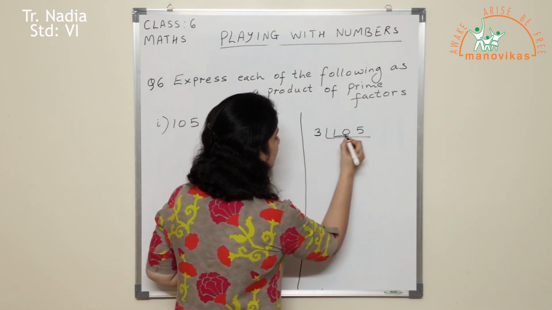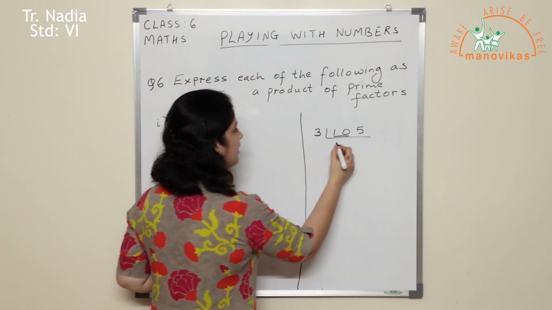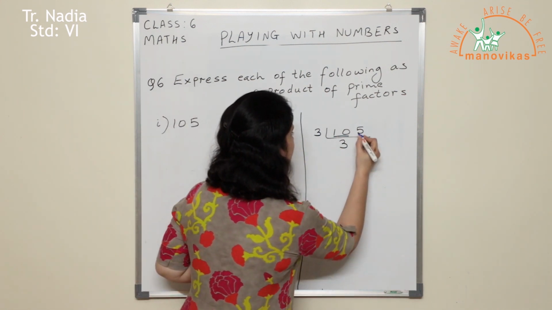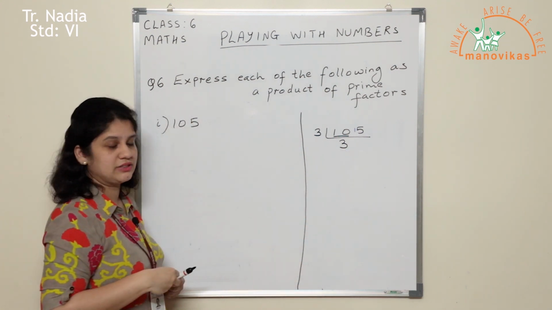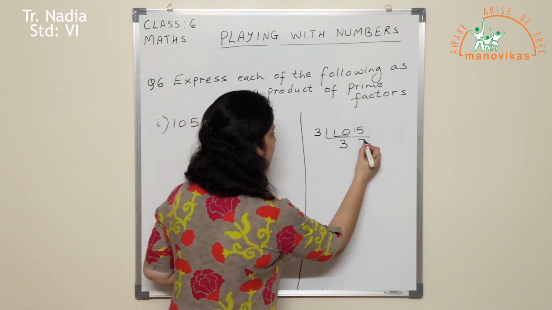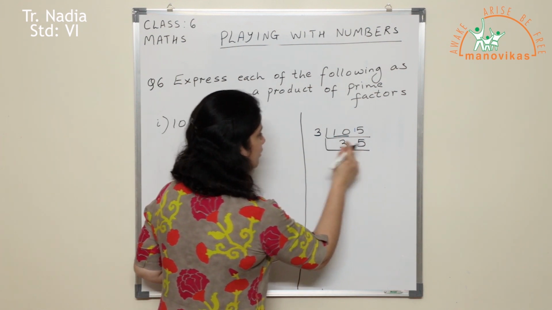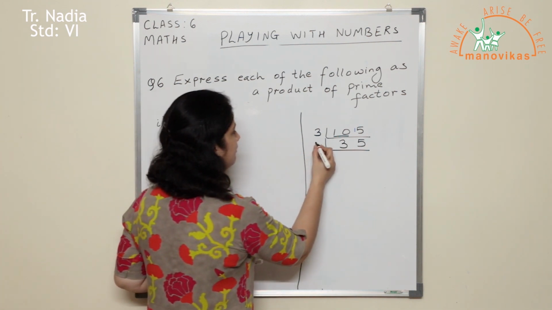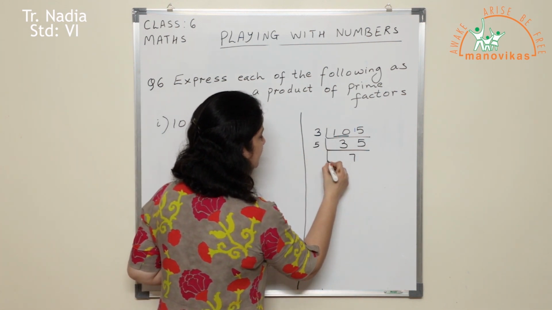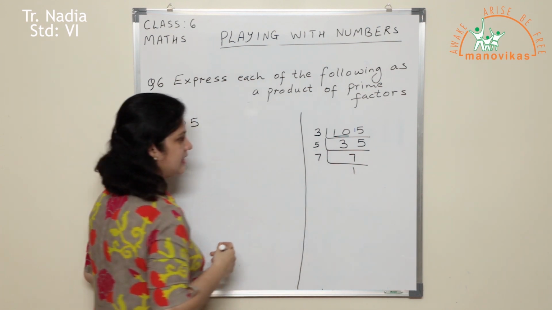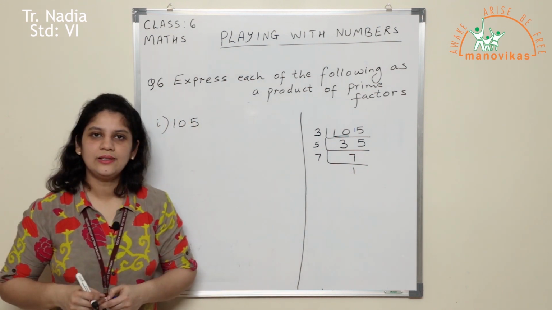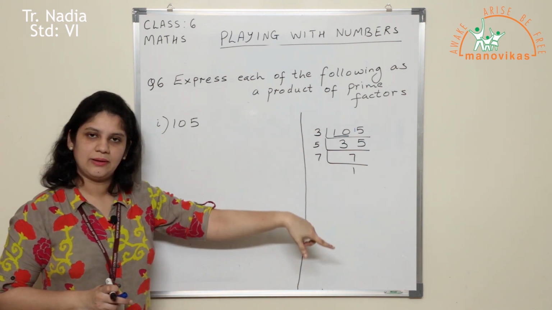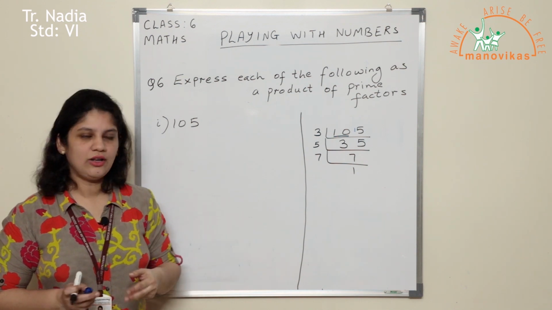What is closest to 10 in the 3 table? 3 3s are 9. Since the number is 10, the extra 1 I will put for the next digit. So the next digit becomes 15. 3 5s are 15. For 35, it won't come in the 3 table, it won't come in the 2 table. So I'll make use of the 5 table. 5 7s are 35, 7 1s are 7. Okay, so I have factorized the number. Now children, if you want, you can use the 5 table also first and the 3 table later. But it is always good to go in order.